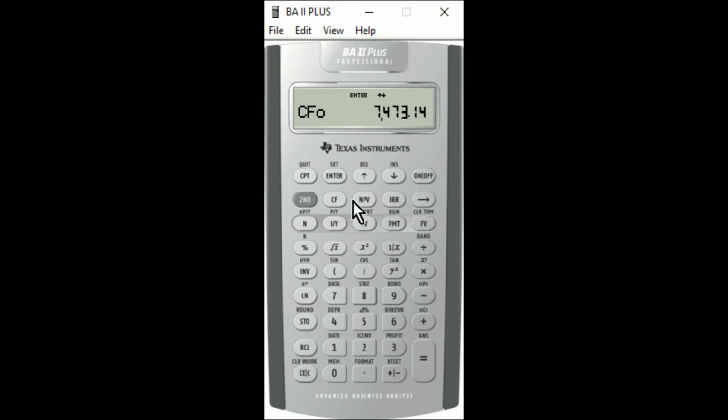Now, it's important to keep in mind that this is an initial cash outlay. This is money that is going away from us. It's money we are paying, so we have to input that as negative. Otherwise, we'll end up with an error. So we have negative 7,473.